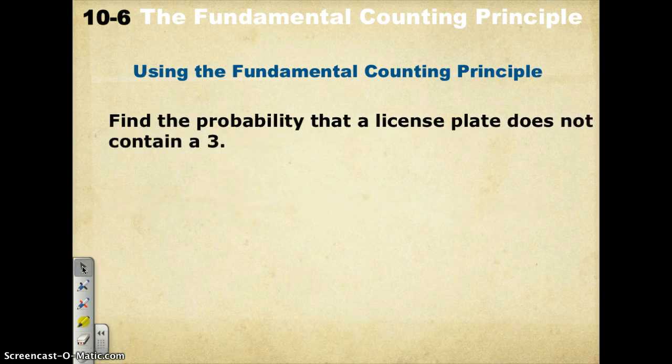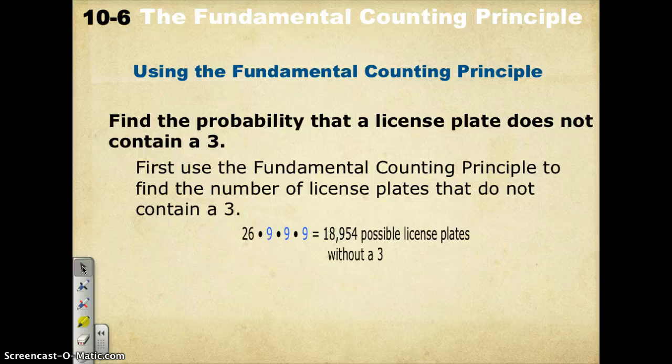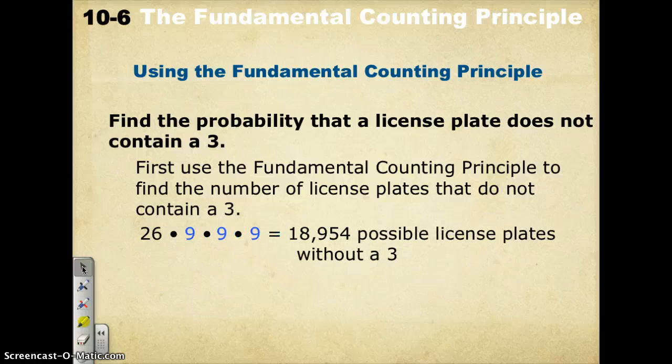Find the probability that a license plate does not contain a 3. So let's use the fundamental counting principle to find the number of license plates that do not contain a 3. We don't need to know specifically what number is missing, but we know that if we take 3 out of the equation, there are only 9 single digits to choose from. So we still have 26 possible letters, but now we have 9 numbers to choose from for each digit. So we get a total of 18,954 possible license plates without a 3. Yes, that would be the same if we took out any other single digit number.